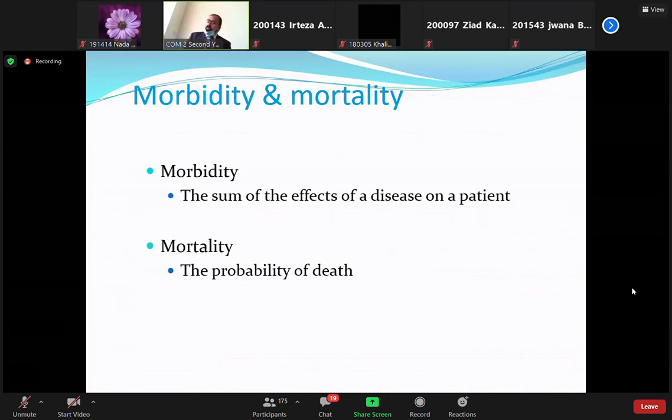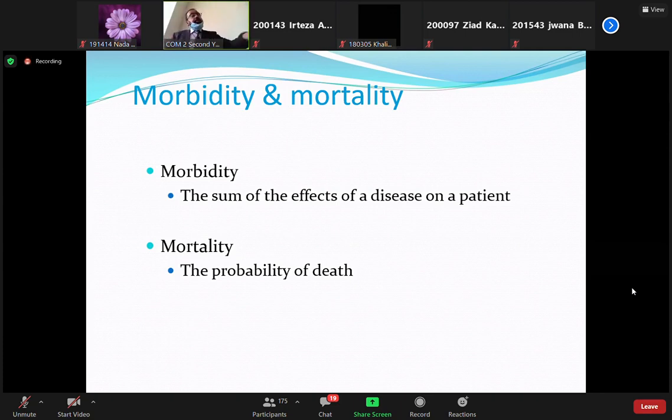Morbidity means the sum of the effects of the disease on a patient. I mean, the patient is alive and has some effect. For example, if a patient has malaria, what effects will that patient have? He will have a high-grade temperature, he will be lethargic, sweating. So this is morbidity. Mortality means the disease which used to kill that patient. How the patient is being killed is mortality.